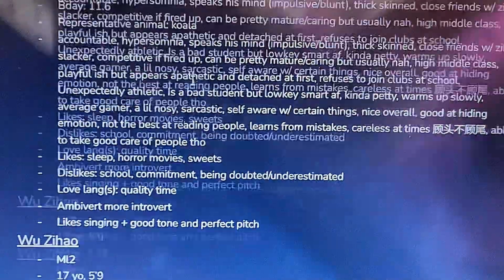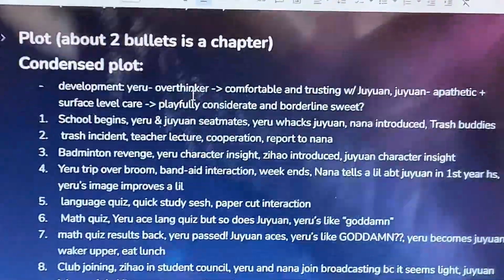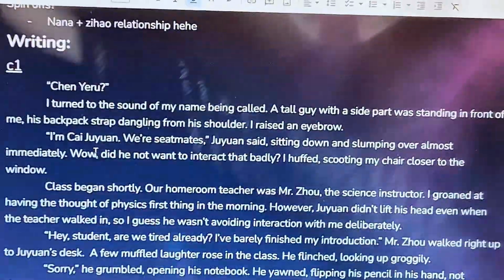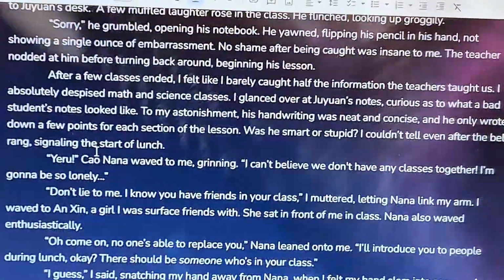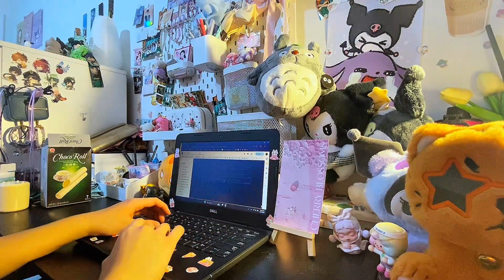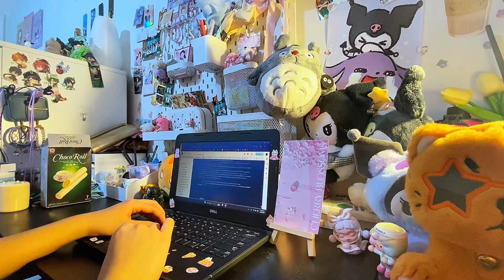So right here, I'm showing the character descriptions, which I usually write before I start my actual webtoon. I like to decide on how each character is going to be like, or their personality, how they're going to look. I usually decide that before I actually start drawing or writing.